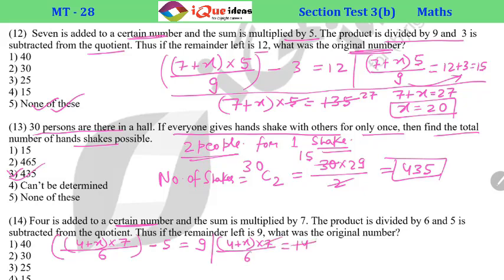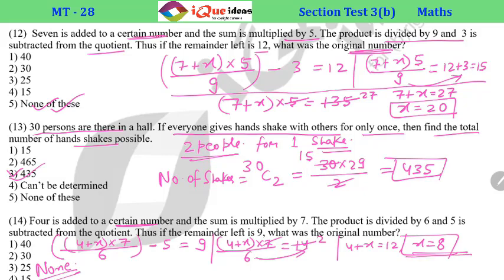Now 7 cancels 14 2 times, 2 into 6 goes to the other side, so 2 into 6 is 12. So we have 4 plus x is equal to 12. Clearly x is equal to 12 minus 4, that is 8. Right? So the answer has to be 8 and that is none of these. So the final answer of this question is 8, which is none of these.